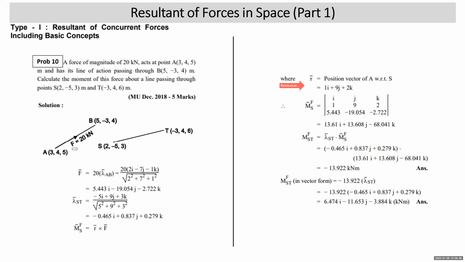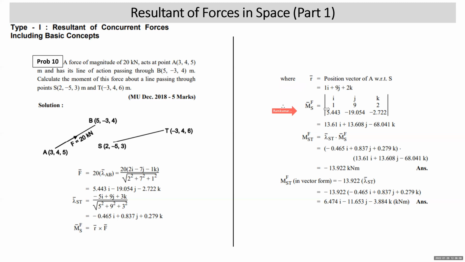Friends, we need to understand here, position vectors may be different, but the final answer, the moment of the force F about S, will come out the same. So this is a fundamental property of the vector. So right now we have taken the position vector of A with respect to S. So that is A minus S. 3 minus 2, 1I. 4 minus -5, that is 9J. 5 minus 3, 2K.